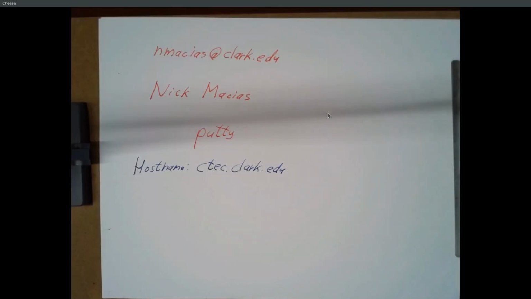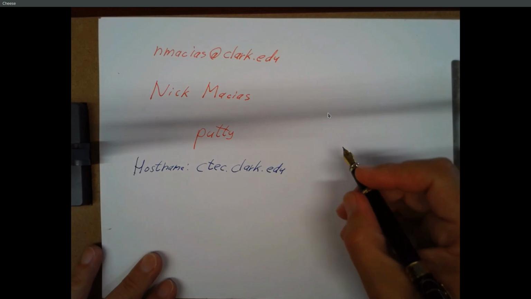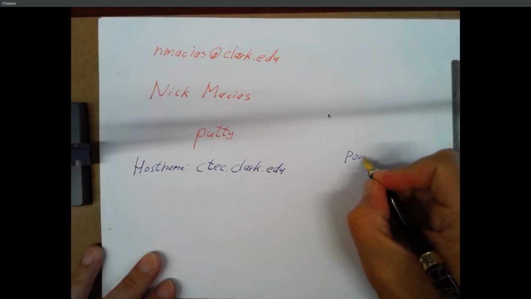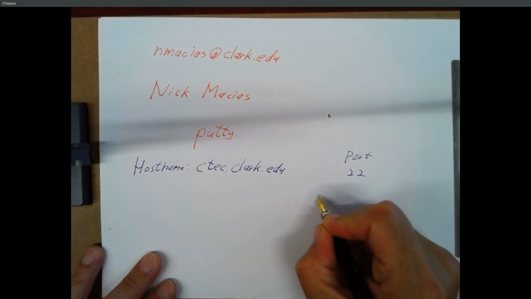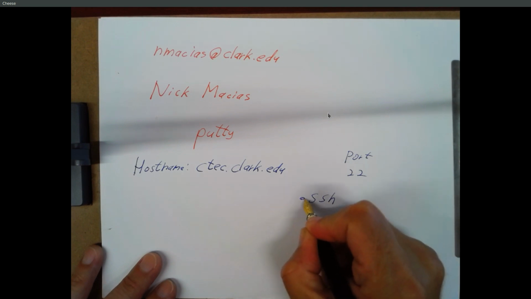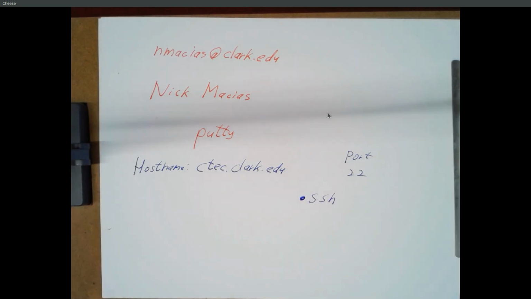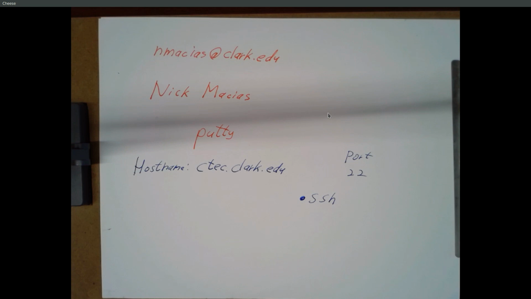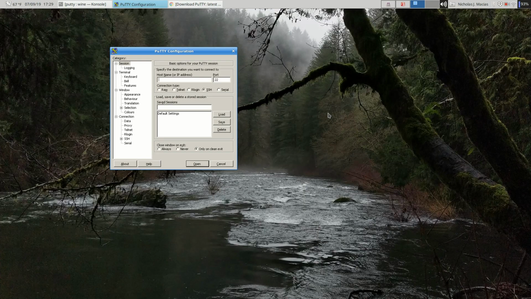I can't promise that this is exactly the same window that you're going to see, but it should be because I tried to clear out all the defaults. So ctec.clark.edu, port 22, and make sure SSH is selected. And that's pretty much all you need to do. And then just say open.